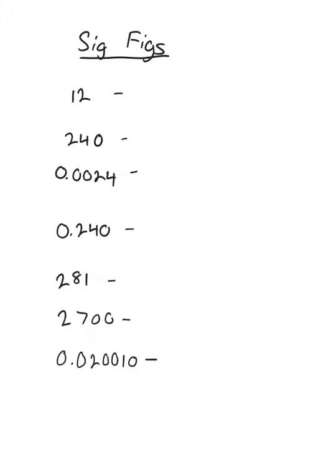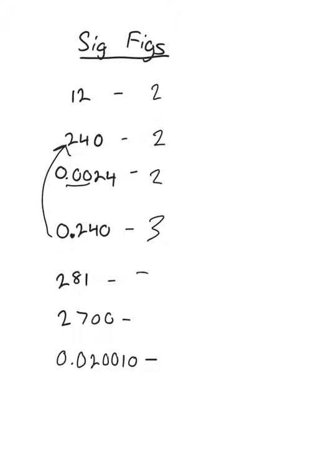Now here are just some practice problems. So how many sig figs are each of these going to have? So 12 is going to have 2. 240, that's going to have 2 as well. 0.0024, these don't count, so it's going to have 2. What about 0.240? So right here, I said that it was 2 sig figs. Right here, there's a 0 at the end, and there's a decimal point. So the trailing zeros do count if there's a decimal point, which is right over here. So this is going to have 3 sig figs.